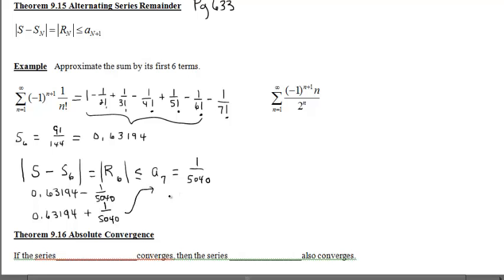Okay. I need the space right here. The sum of the series is greater than or equal to, when I subtract 0.0002 from this, I'm going to get 0.63174. So my sum has got to fall in between these two numbers, where I take the partial sum and add or subtract the first neglected term. So if I added 0.0002, that's going to go up a little bit. It's 0.63214.